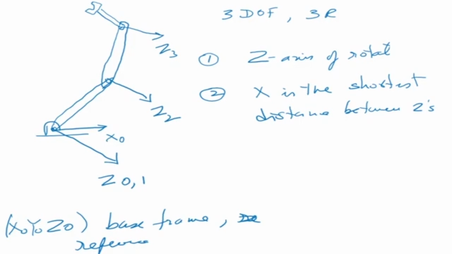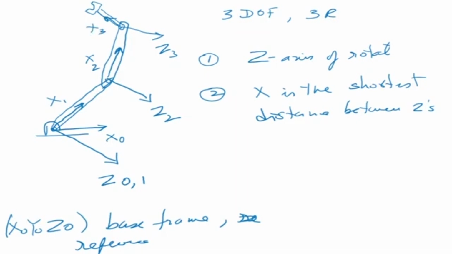The second one, x1, is the shortest distance between the z's. Okay, so the first one I'm putting it there, the second one is here, so this is my x1. So x is the shortest distance between the z's, so z1 and z2, that is the shortest distance. Now x2 and x3 is here.